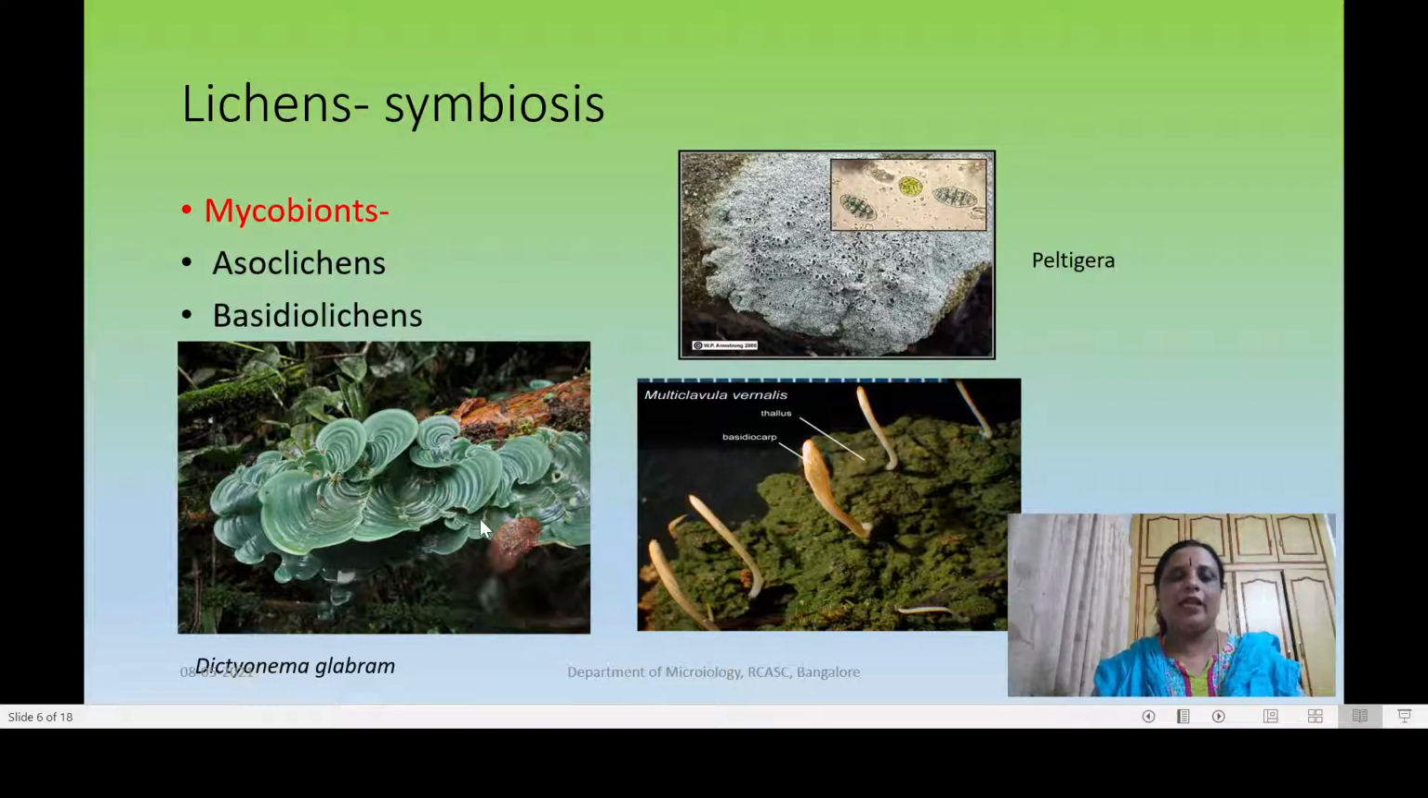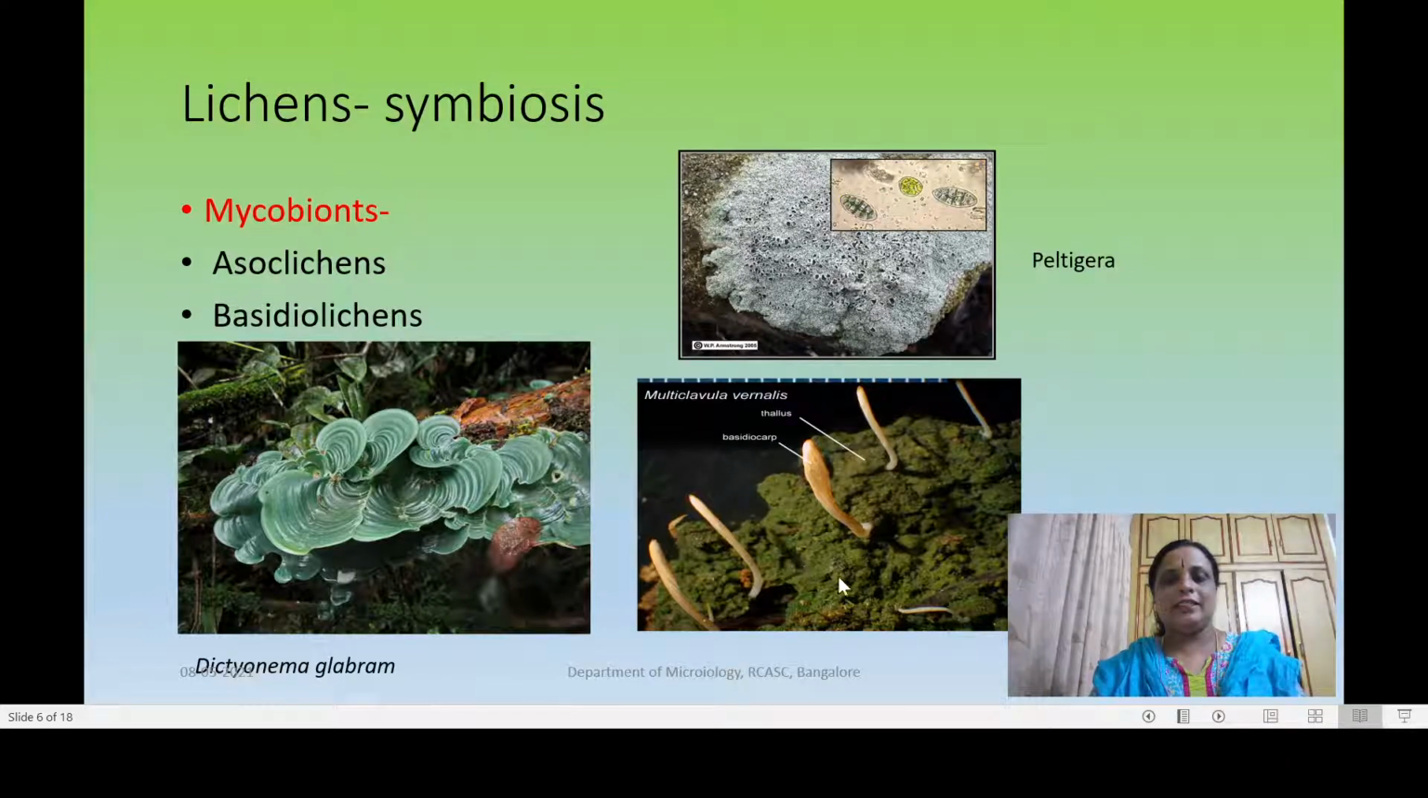Likewise, we have basidiolichens. Basidiolichen, say for example, in Dictyonema glabratum species. Here the fungal partner, what we could see here, that is the thallus, the fungal partner belongs to Basidiomycetes fungi. Hence, such kinds of lichens are called basidiolichens. Another example, there are many examples, only a few I have quoted over here. There is Multiclavula vernalis species, where the fungal partner is a Basidiomycetes fungus.